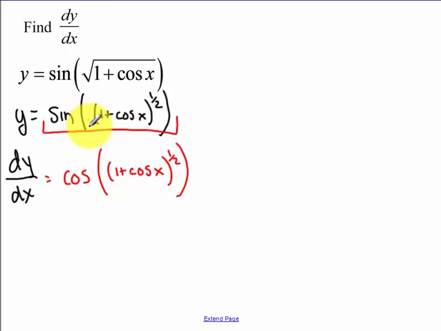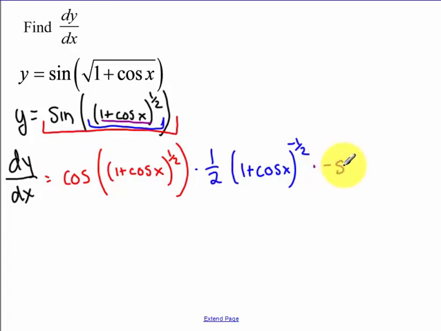Now, the next innermost function is this 1 plus cosine to the 1/2. So I bring down the 1/2, leave the 1 plus cosine x alone, make that to the negative 1/2 power, and then lastly, we take the derivative of 1 plus cosine x, which is, derivative of 1 is 0, so negative sine of x.